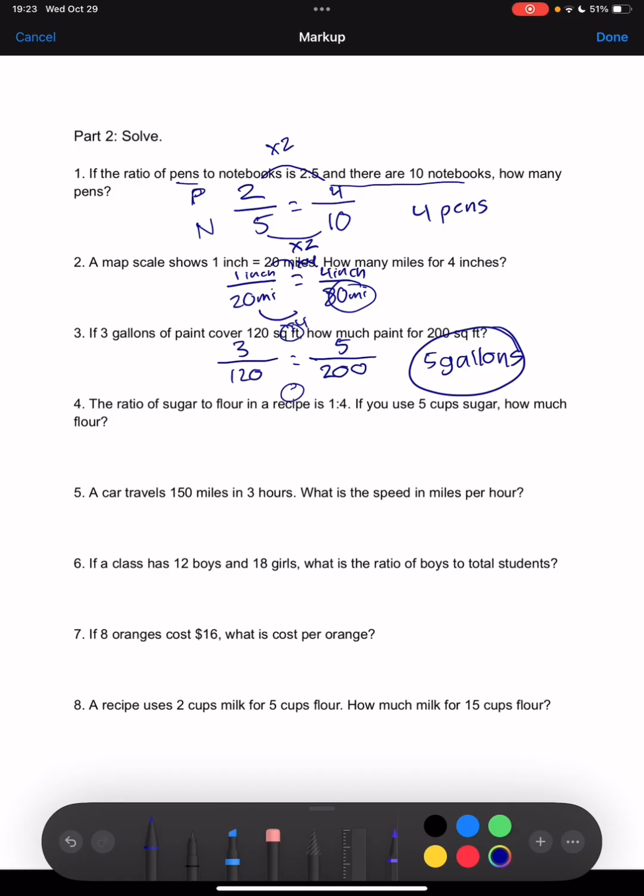Number 4, the ratio of sugar to flour in a recipe is 1 to 4. If you use 5 cups of sugar, how much flour? So sugar, 1, and then 4 flour. 5 cups of sugar. We know that 1 times 5 is equal to 5, so that's times 5. Do the same thing to the bottom, and that's 20 cups of flour. Yes.